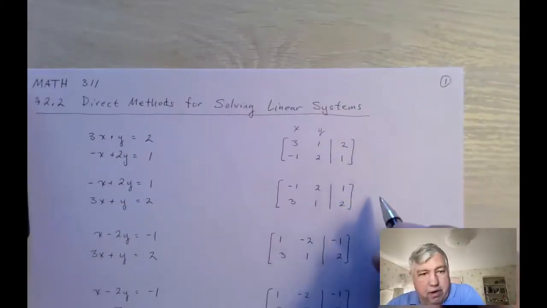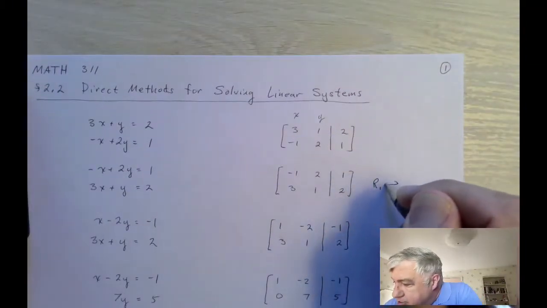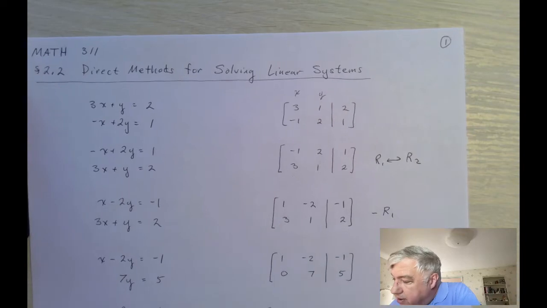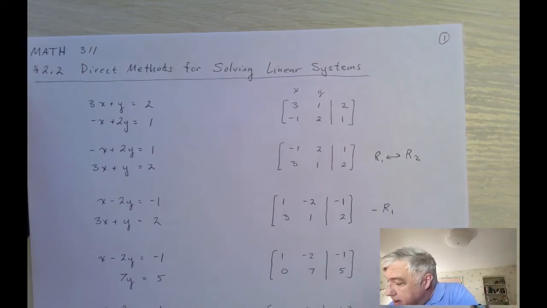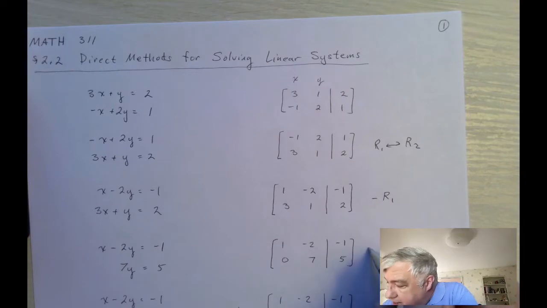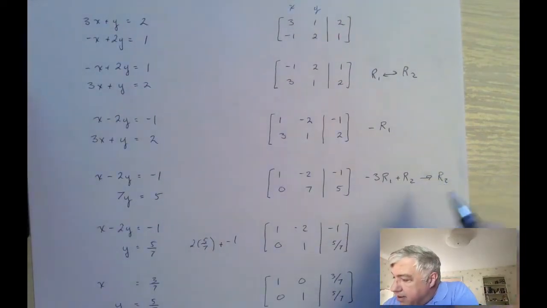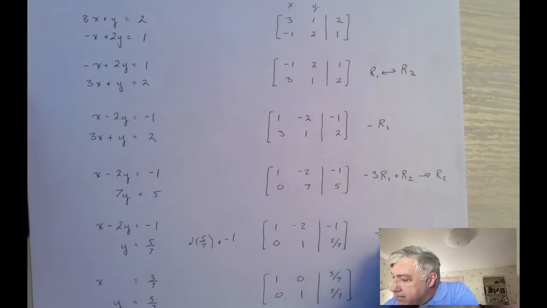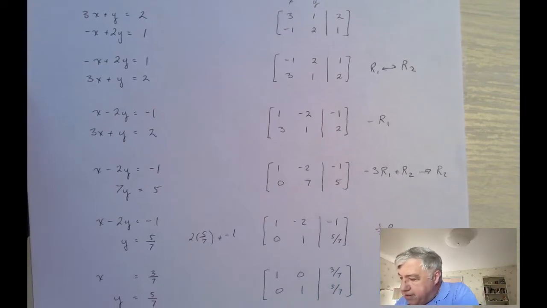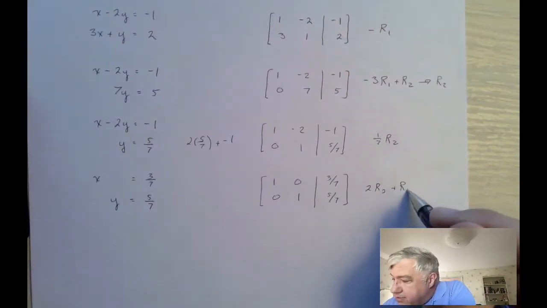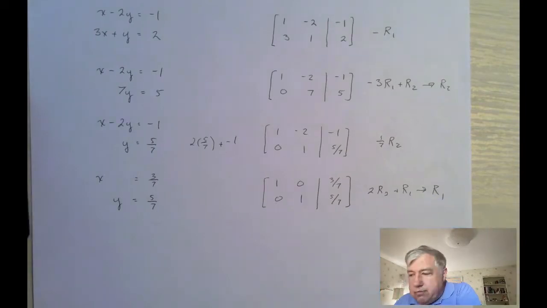So, for example, in our example, what we did was we interchanged rows 1 and 2. Right here, we multiplied the first row by -1, and then here we multiplied the first row by -3 and added it to the second row, and that became the new second row. And then here we multiplied the second row by 1/7, right? And then finally we took 2 times the second row and added it to the first row, and that became our first row. Okay.